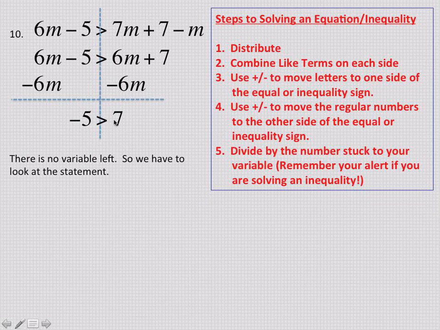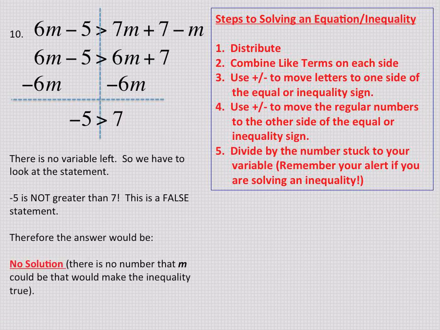So I got to look at the statement. Is negative 5 greater than 7? Well, negative 5 is not greater than 7, so that's a false statement. So that means it's not true. So that means there is no solution that makes this true, because negative 5 will never be greater than 7. So there's no number I can put in for m to make this true, to make the left more than the right. So there's no solution to that problem. So I get no variable left, and I just look. False statement, no solution. If it was a true statement, infinite solution or identity.